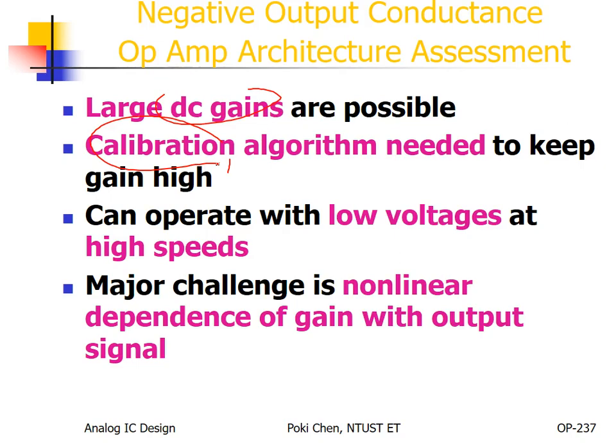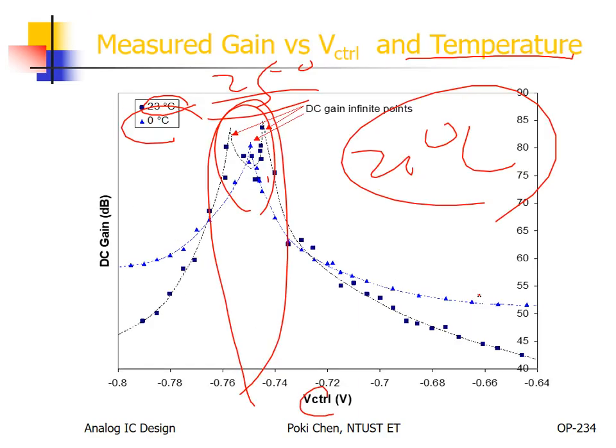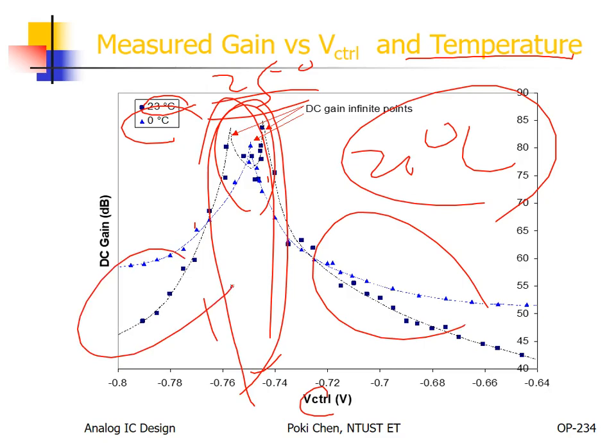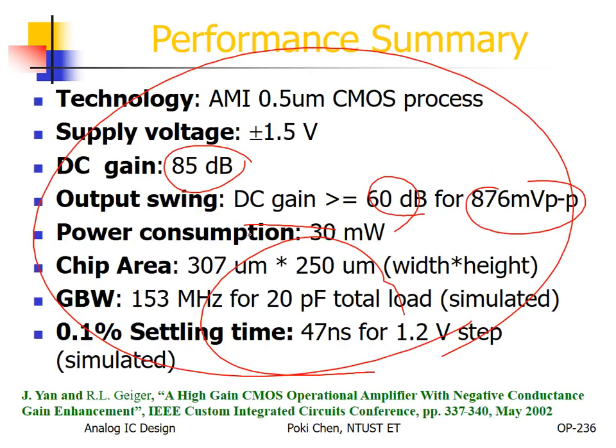You can see such a structure. If you apply positive feedback, then such a structure can be applied to low voltage, but you can still achieve high gain and high speed. But the major drawback is nonlinearity. Wow. If you go back here, you can see very high gain here, but the gain will decrease very much beyond this region.